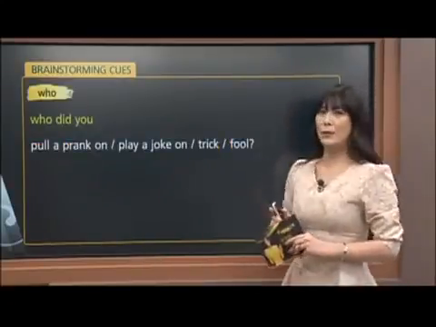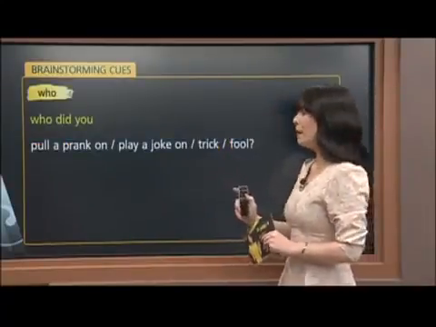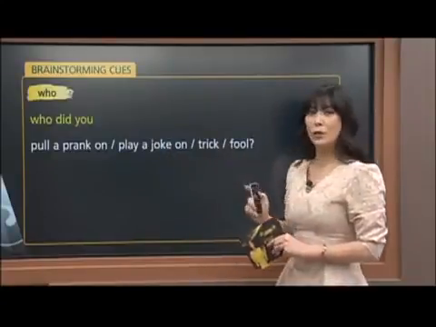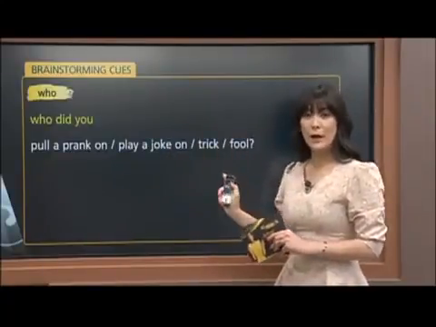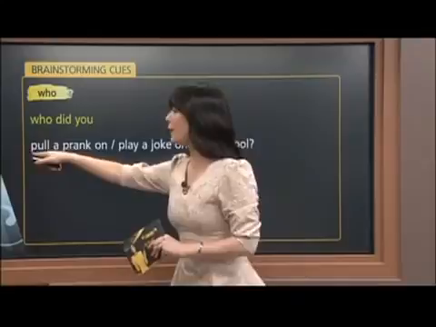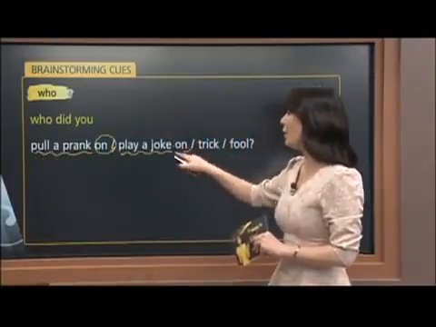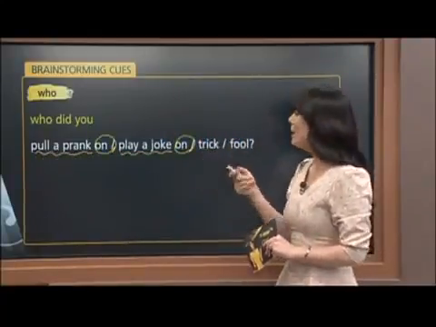So first of all, let's begin with who. The first W, who did you pull a prank on? Who did you play a joke on? Who did you trick or who did you fool? These are all ways of talking about tricking someone. So take a look at this. Pull a prank on, okay, or play a joke on. So keep these expressions in mind and let's further our brainstorming cues.